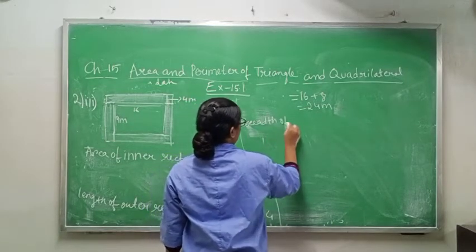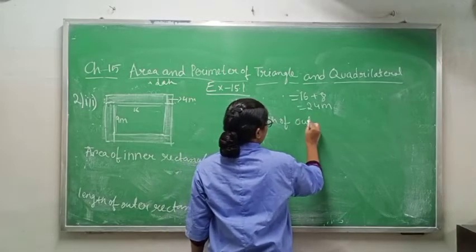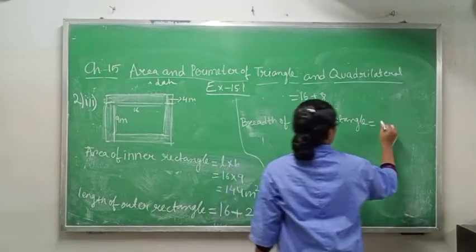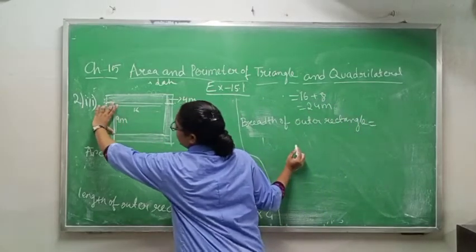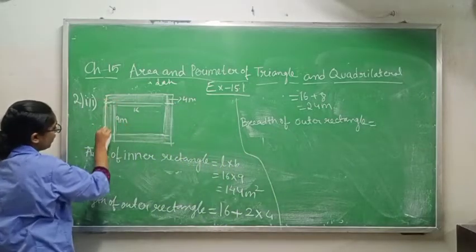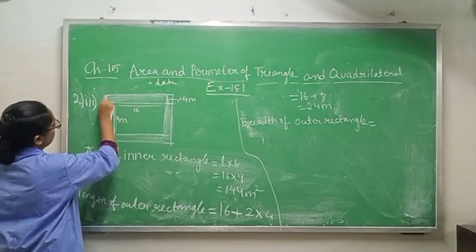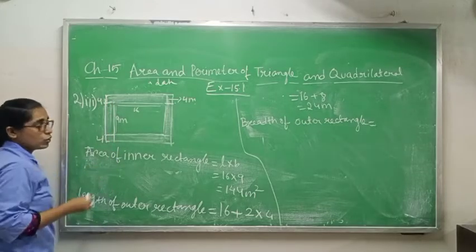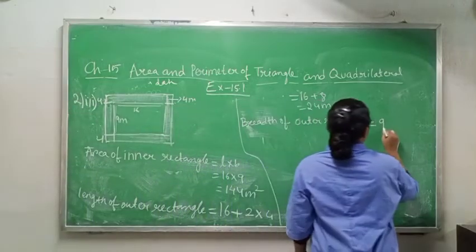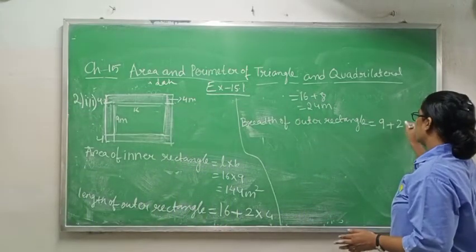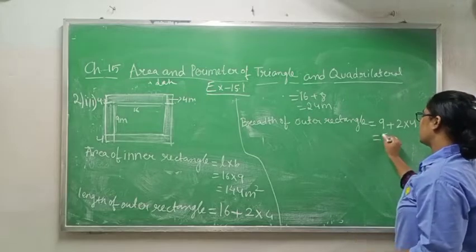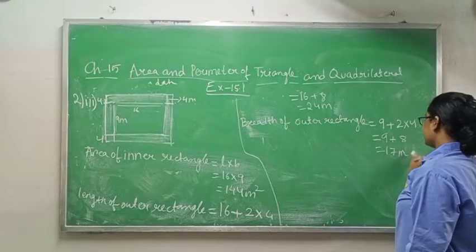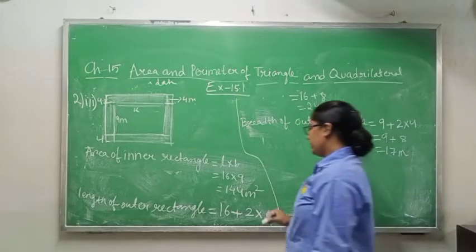Now the same thing we will do for finding breadth. Breadth of outer rectangle. Same, breadth of the inner one is 9 meter. Now the outer one is from here to here. Means this is 4, and this one is also 4. So 4 plus 4 means 8. So 9 is the breadth of the inner one. You have to add 2 into 4, or you can add 4 plus 4. It's up to you. 9 plus 8, 17 meter.